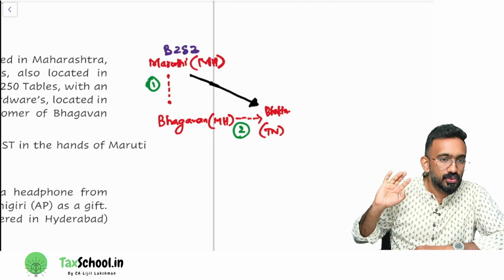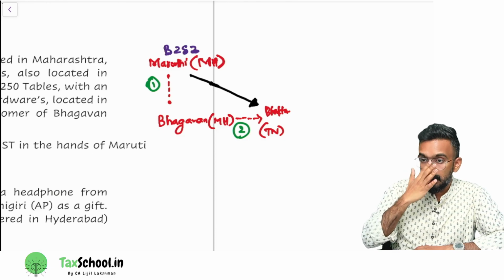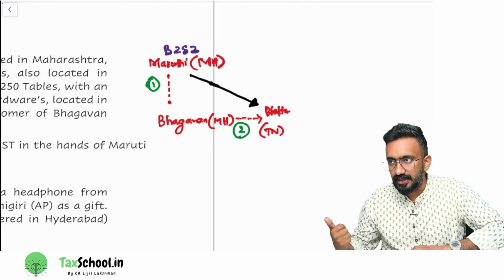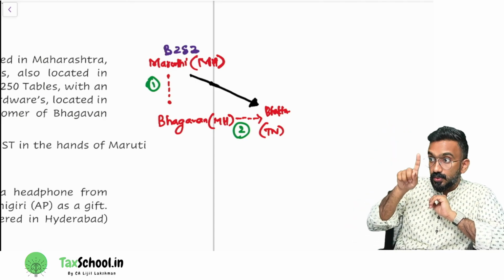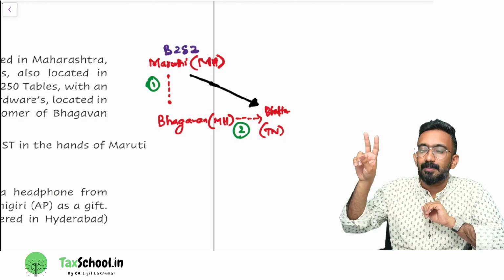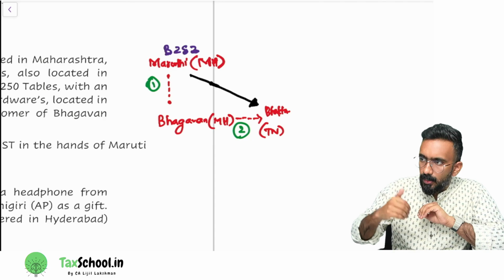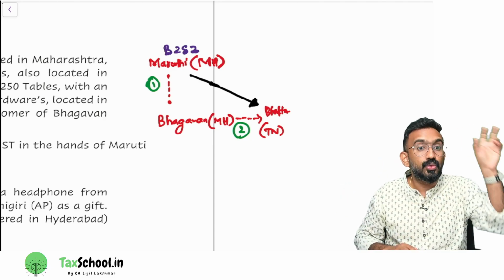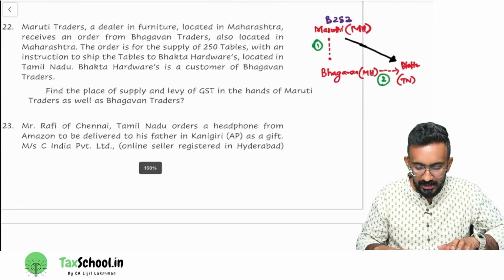Bill to ship to is given by Maruti Trader. Maruti Trader sold the goods to Bhagavan Trader. Bhagavan Trader sold the goods to Bhakta Trader. But by the time goods started from Maruti Trader, Bhagavan Trader told you, send it to Bhakta Trader. There are two supplies here: one, Maruti to Bhagavan, and Bhagavan to Bhakta. Both of them will have two different places of supply. So let's look at these two supplies here.